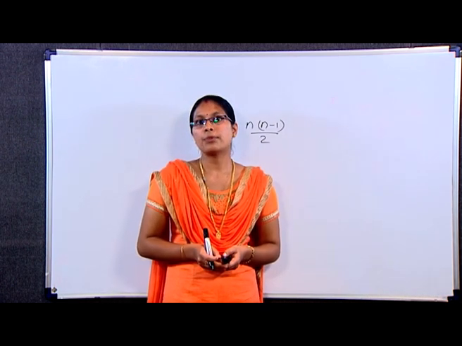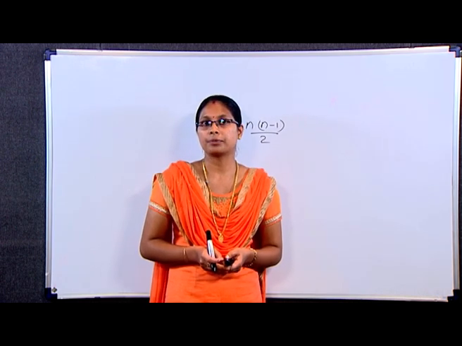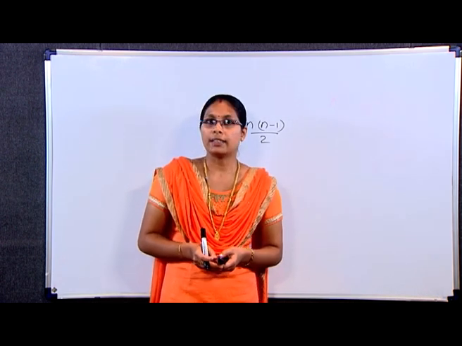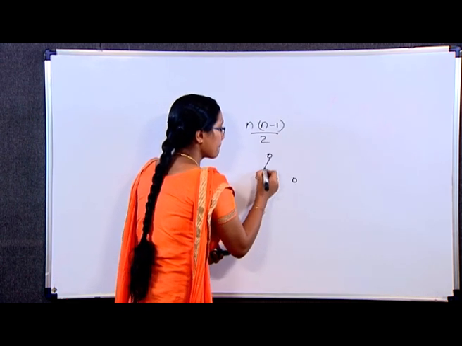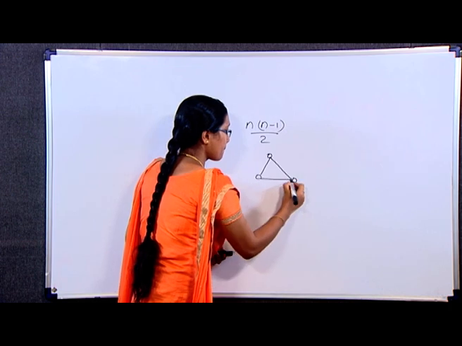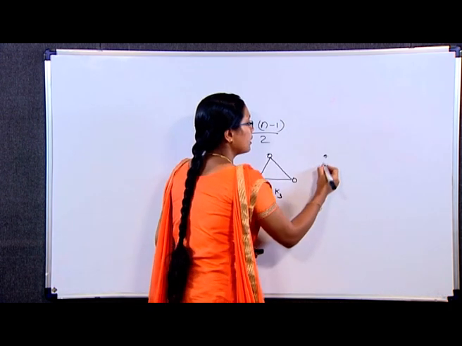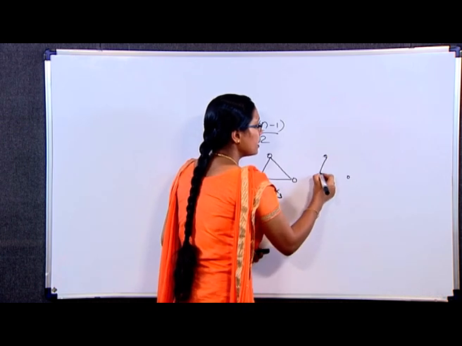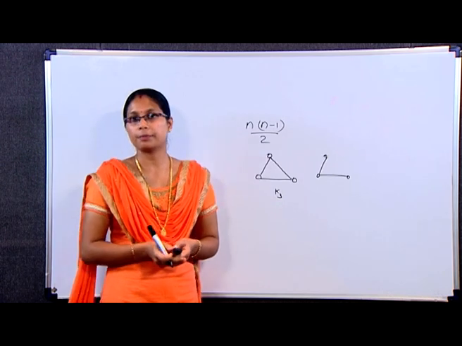Any simple graph on n vertices is a subgraph of the complete graph Kn. For example, take K3. This is K3. Any simple graph on 3 vertices is a subgraph of K3.